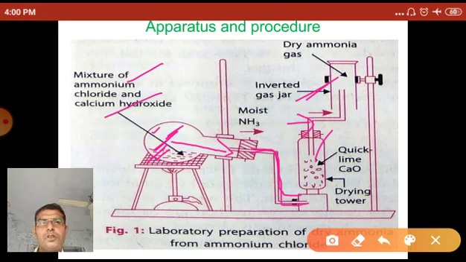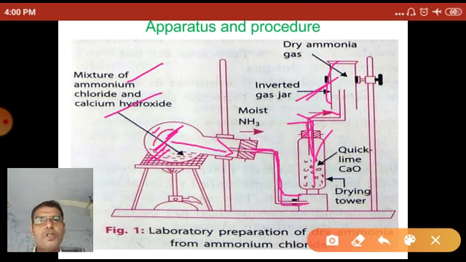drying agent, and that quicklime absorbs the moisture from the ammonia gas, and pure ammonia gas is released through these delivery tubes, and the ammonia gas is collected in an inverted gas jar by the downward displacement of air.